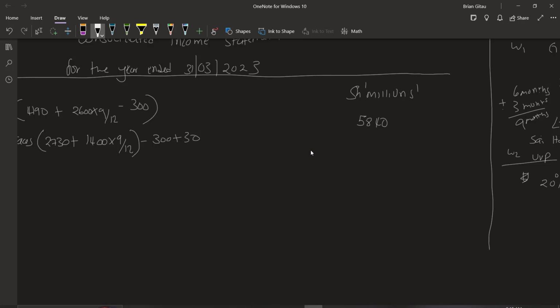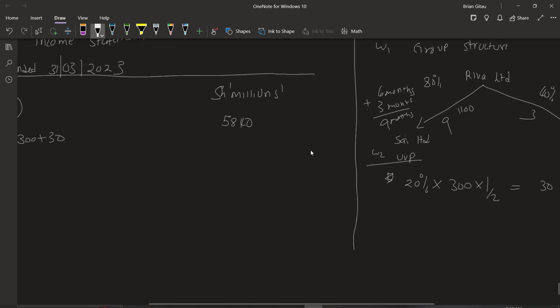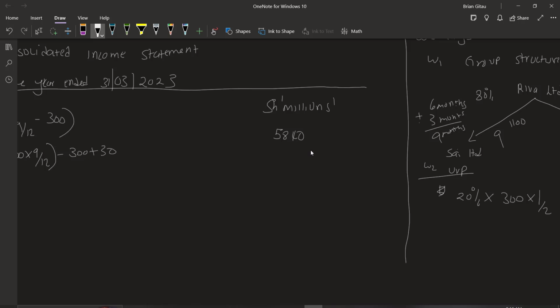additional information number 6. So additional information number 6 reads that on 1st October 2022, River Limited sold an item of plant to SAI for 400 million, reporting a 25% margin on the selling price, and netted off the profit against its cost of sale. So we need to get 25% of 400, and then we net it off against the cost of sales. So we have 400 times 25%. That is giving us 100.